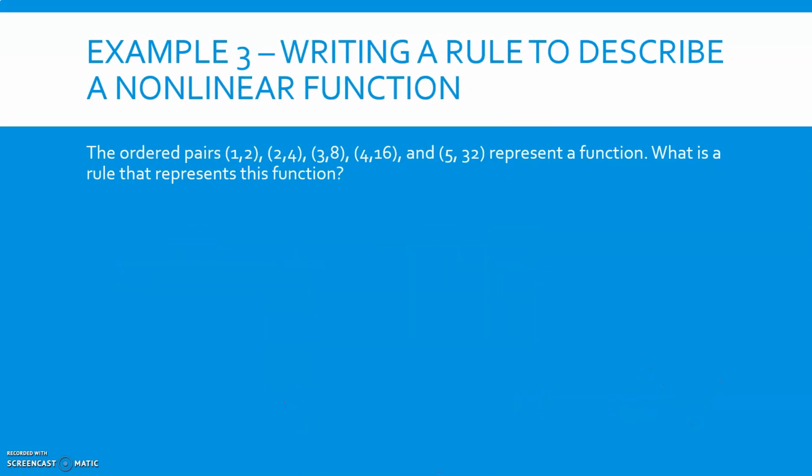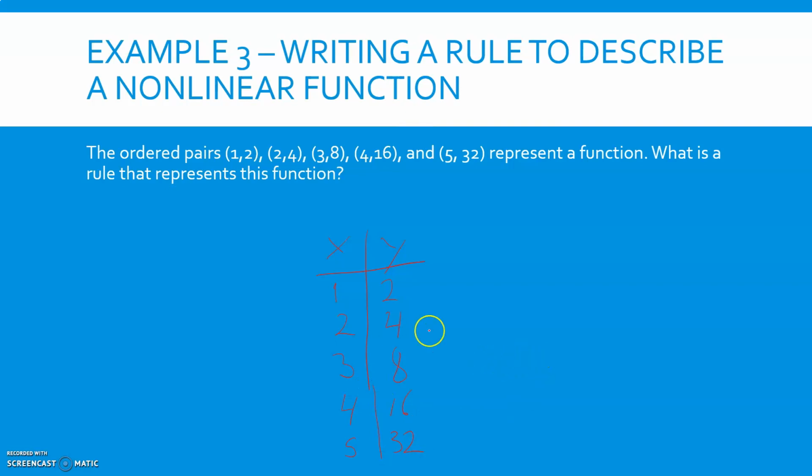Last one, again, this is the same thing as before. We're looking for the rule that represents the function. If we wanted to make a table instead of the ordered pairs, it's the same thing that we've been doing throughout. If x is 1, y is 2, and if x is 2, y is 4, and if x is 3, then y is 8, and 4, 16, and 5, 32. And so we're looking for the pattern.